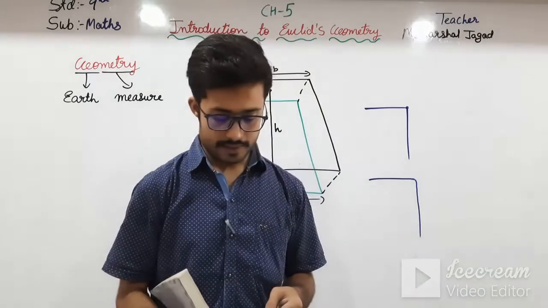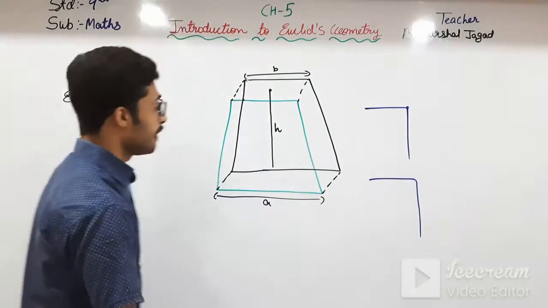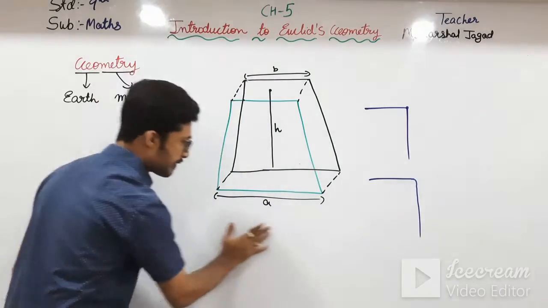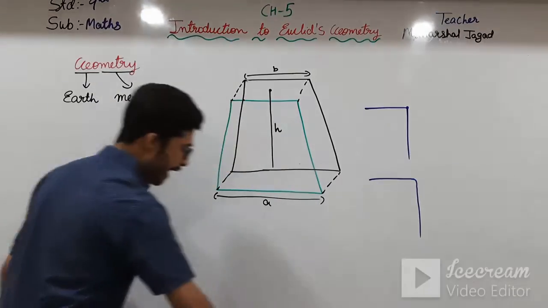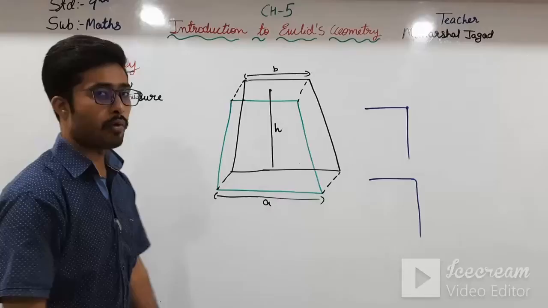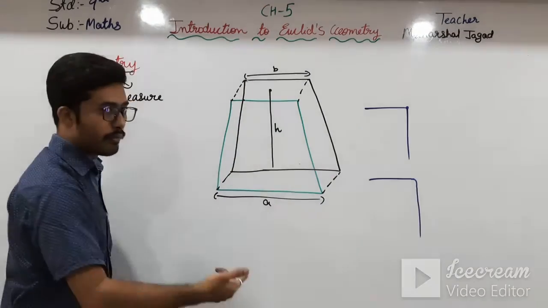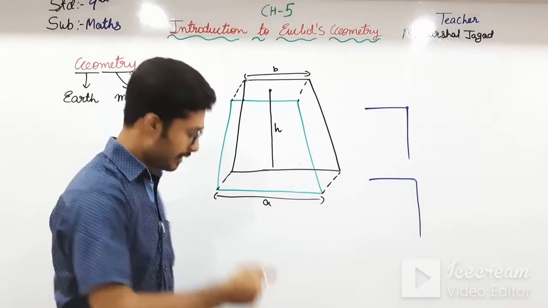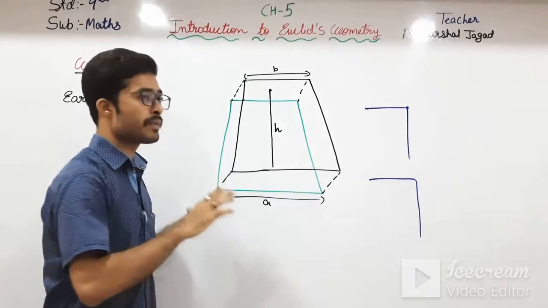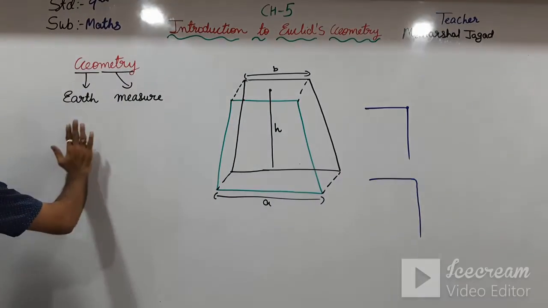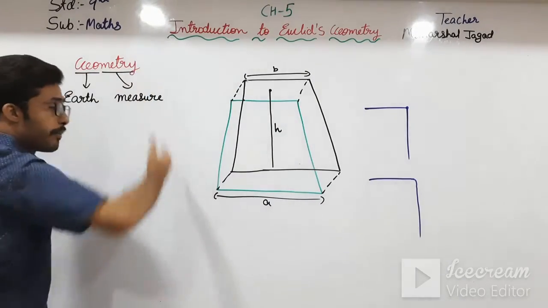A surface is that which has length and breadth only. If I talk about the surface, this is the surface of the board, so it has only length and breadth. If I talk about the whole board, then it also has thickness. You can see here the board has this much thickness. But we are just talking about the board surface, which has only length and breadth.